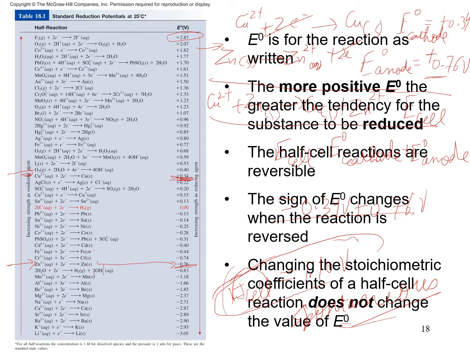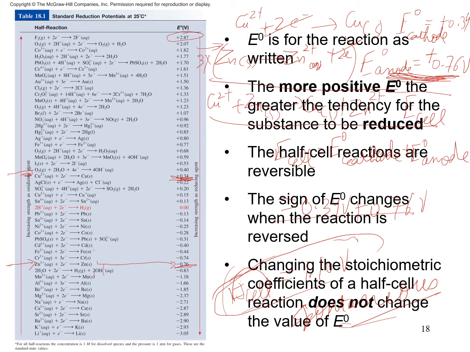So if I multiply this reaction, let's say the bottom one, we don't have to in this case, but let's say for a certain example I have to multiply this by 3. You do not change the E naught value. It does not mean that the E naught value is now going to be 3 times 0.76. Remember, you can multiply the stoichiometric coefficients by whatever number, but the E naught value stays the same.